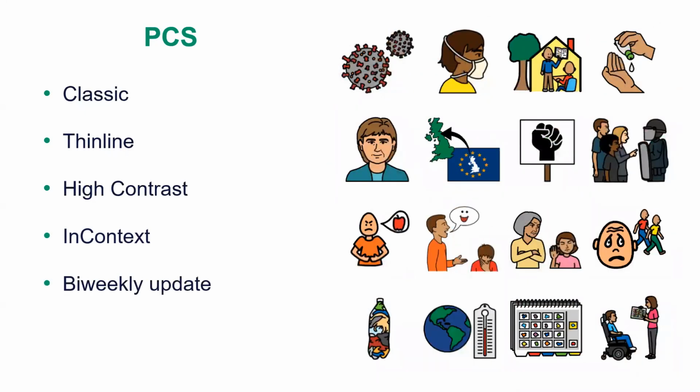As I mentioned earlier, we actually update these symbols every other week, and we're making sure that our users, the people that use our symbols, always have the ability to communicate and participate on subjects that are happening around us. So we're trying to keep as up to date as possible. So we've got things like, we did lots of symbols around the coronavirus, Brexit, the Black Lives Matter movement, and a range of other topics as well.